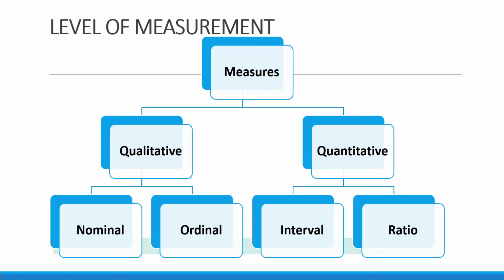There are two splits, two different measurement levels: qualitative and quantitative. Qualitative measures are divided to nominal and ordinal, but quantitative measures are split into interval and ratio. In the following, I am going to describe each one in more details.